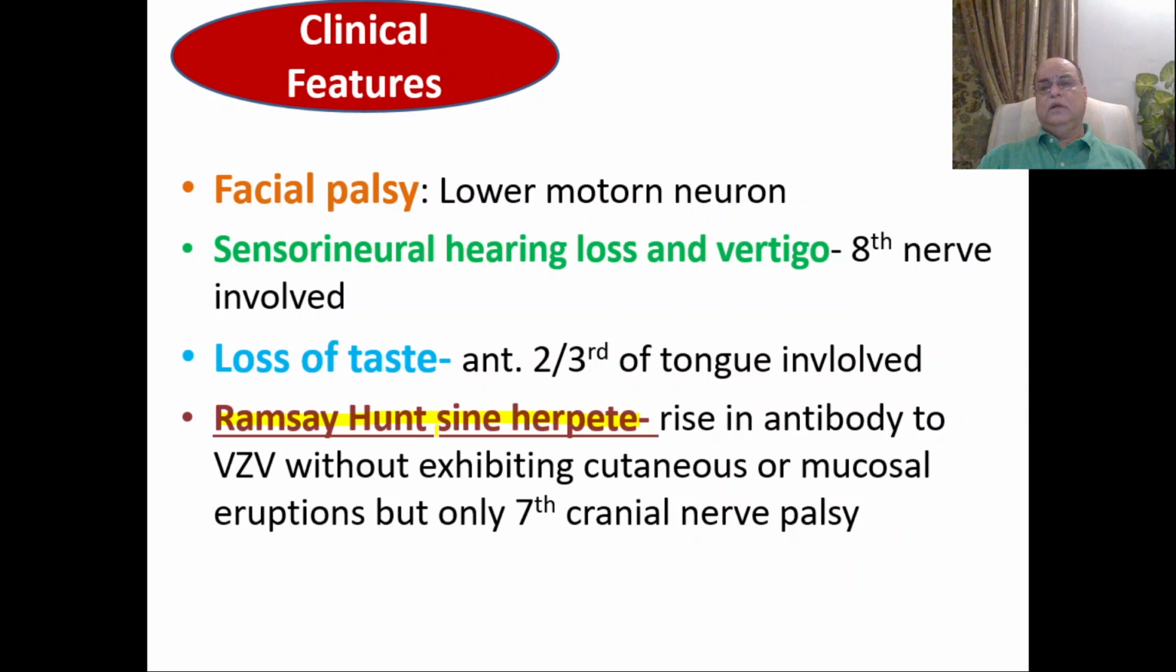In contrast, if a patient is having facial nerve paralysis with a previous history of herpes zoster, this chickenpox, now he is having this facial nerve paralysis, but there is no cutaneous or mucosal eruptions. There may be otalgia, but it is not followed by cutaneous or mucosal eruptions. Then we will call it Ramsay Hunt sine herpete. So 3 terms are there: herpes zoster oticus, Ramsay Hunt syndrome, and Ramsay Hunt sine herpete.